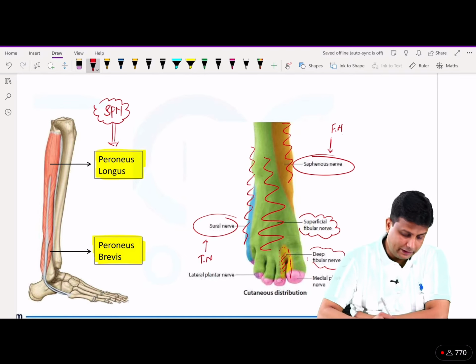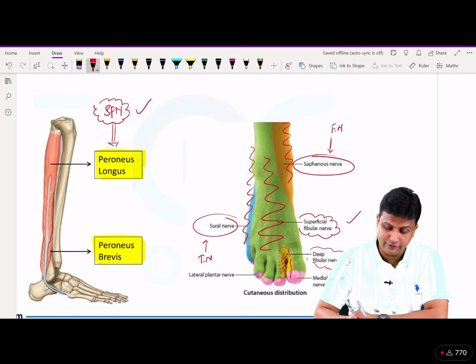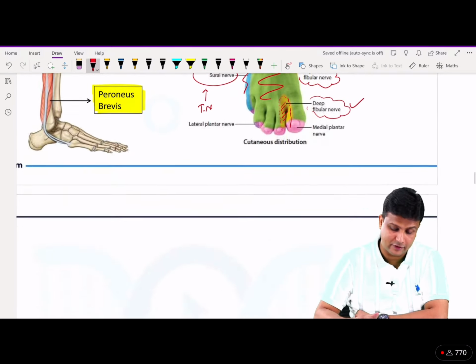The superficial peroneal nerve will be supplying peroneus longus and peroneus brevis. That will be helping in eversion of the foot. And then the superficial peroneal nerve will also supply the skin covering the dorsum of the foot, and the deep peroneal nerve will supply the skin in the cleft of the first toe and second toe. All this has already been asked in your exam. Please remember that, sir.